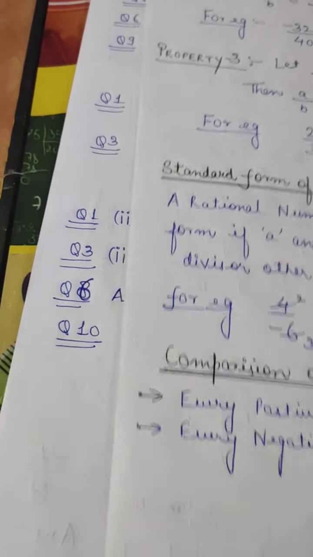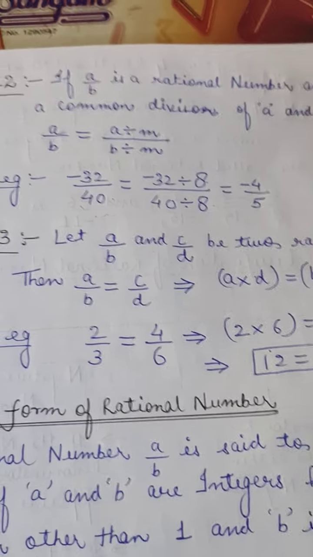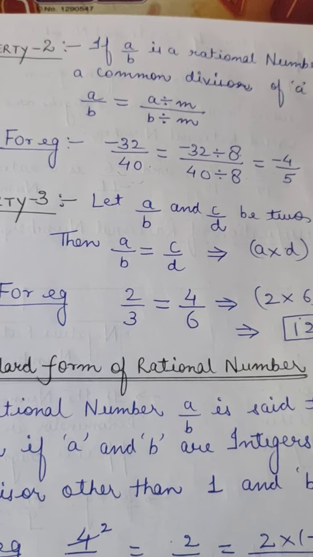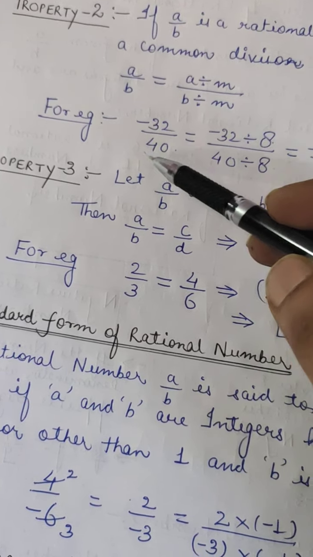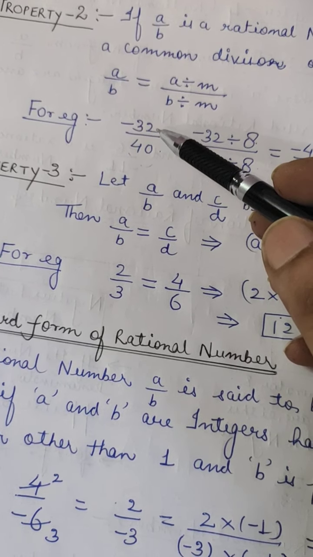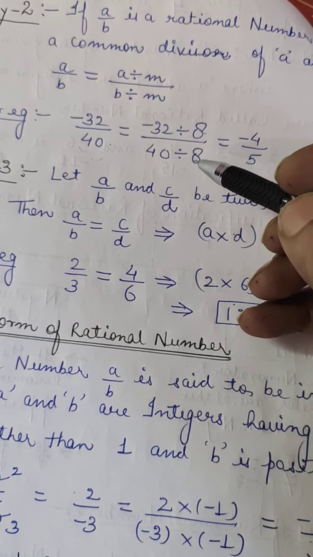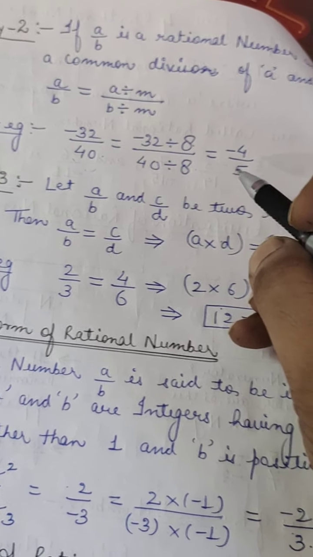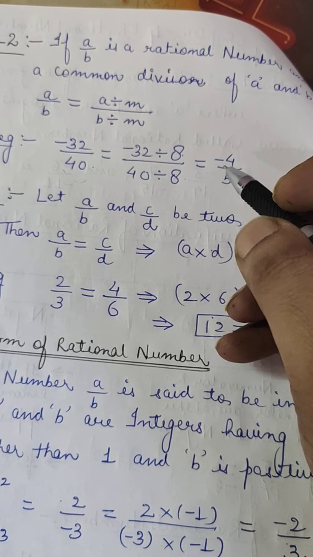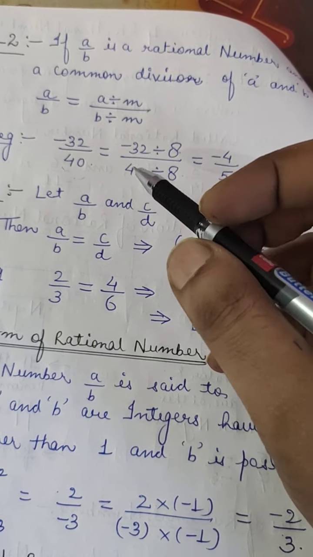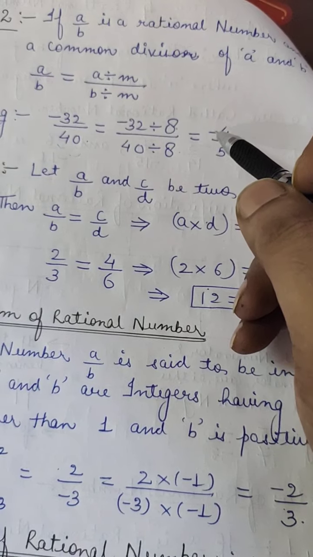Next property states that if a by b is a rational number and m is a common divisor of a and b, then अगर कोई रैशनल नंबर है, दिस इज माइनस 30 अपॉन 40 हमने एग्जाम्पल के तौर पे लिया है. अगर बोथ न्यूमरेटर एज वेल एज डिनोमिनेटर को हमने किससे डिवाइड किया है? सेम नॉन ज़ीरो इंटीजर से डिवाइड किया है, then we will get the original rational number. Okay, here we have converted this rational number into simplest form.